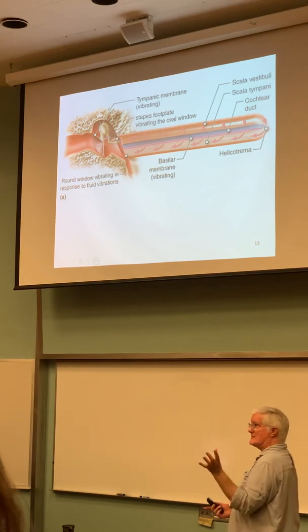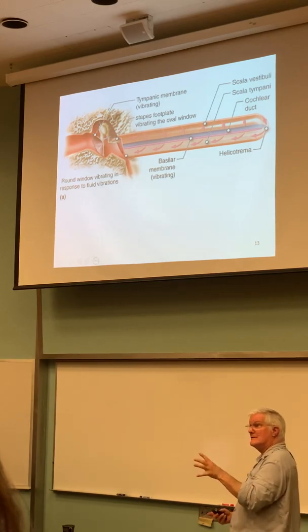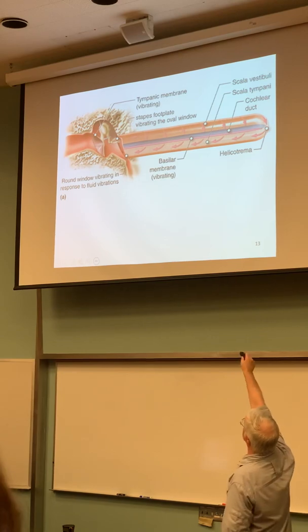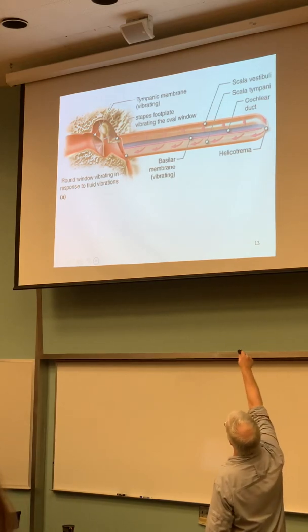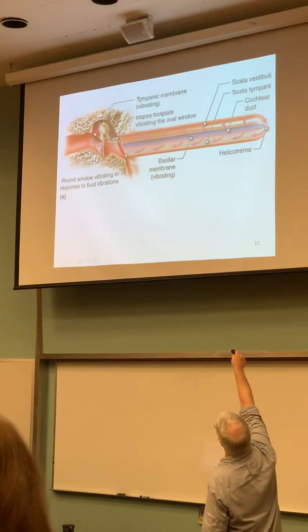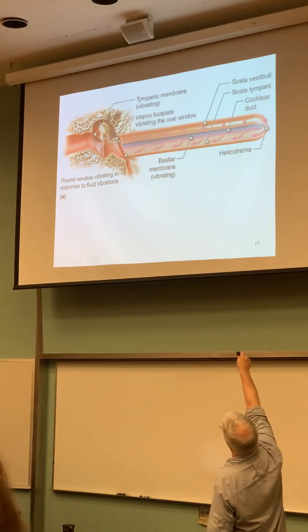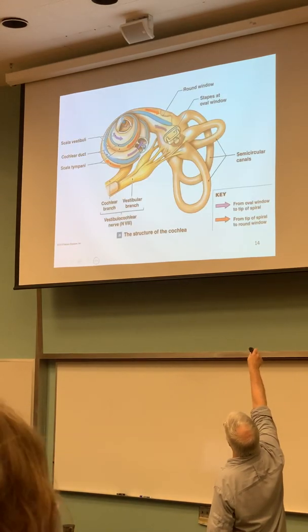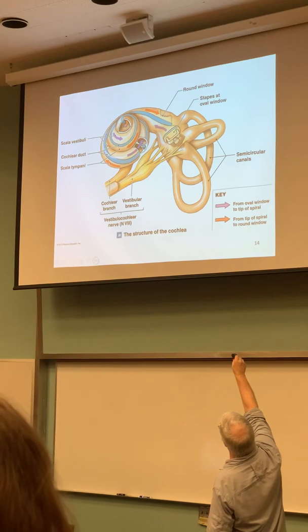Don't actually get lost trying to figure out the path of the fluid, right? We just create the pressure in the oval window, and it has to then move through my tubes, and the pressure wave will be relieved at the round window, which is right there. Well, let's look at what they did here.